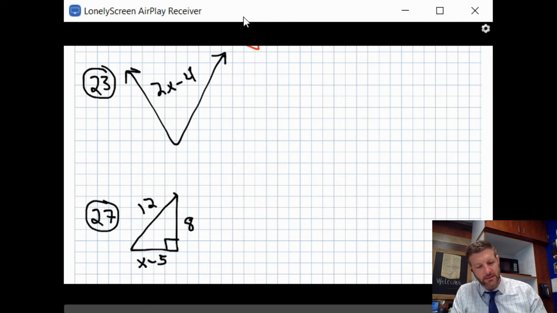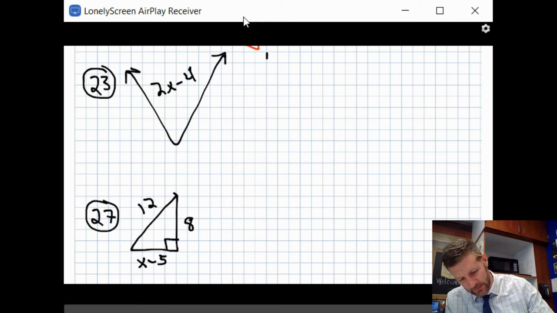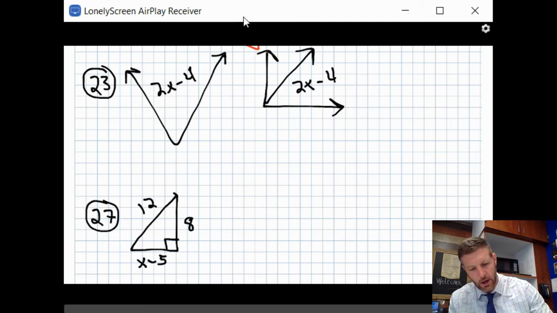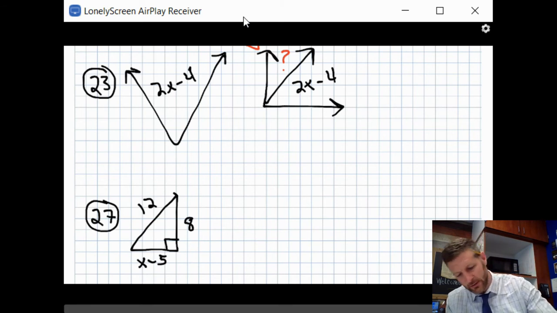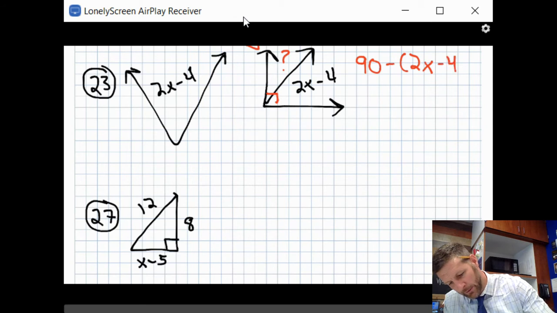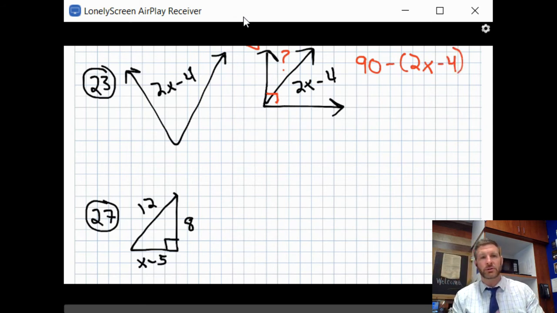If this angle is complementary, that means it's part of a 90-degree angle. So we could picture it looking something like this. Here's a 90-degree angle, and then this angle would be inside of that at 2x minus 4. And if you remember, how would I express the complement of that, which is right here? Well, it would be the total angle, because I do know the total. So the total angle minus the angle I know equals my unknown angle. So my total here is in fact 90 degrees, so 90 minus the 2x minus 4. That would be equal to whatever the other angle is.